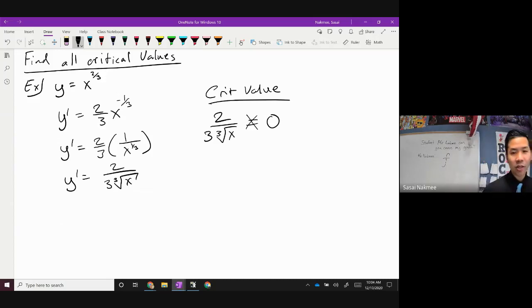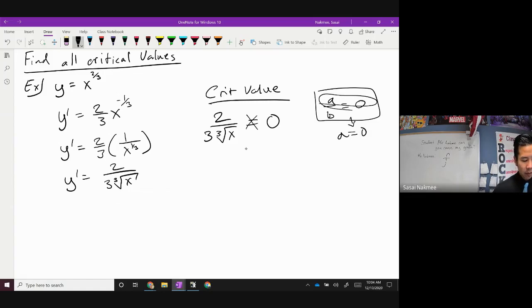The only time a fraction is equal to 0, by the way, is when the numerator is equal to 0. If I have a over b equal to 0, the only way this can occur is if a is equal to 0. That's the only way a fraction is equal to 0, is if the numerator equals 0. And that's not going to be possible because the 2 right here is a constant. There's no way that 2 will ever equal 0.